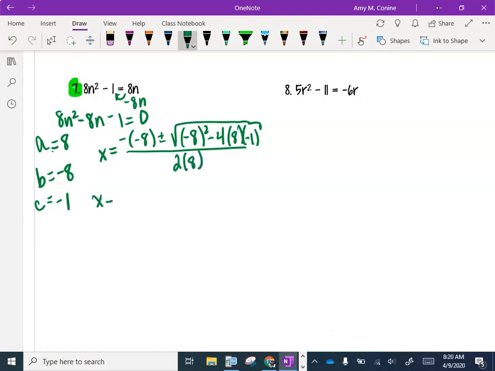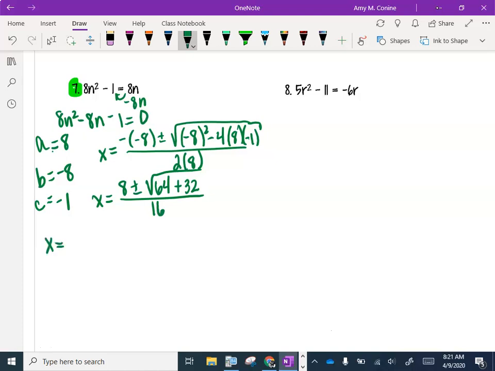So now we can start simplifying. So opposite of -8 is a positive. And then inside our root, -8 squared is positive 64. -4 times 8 is -32. Times -1 is a positive 32. And then 2 times 8 is 16.